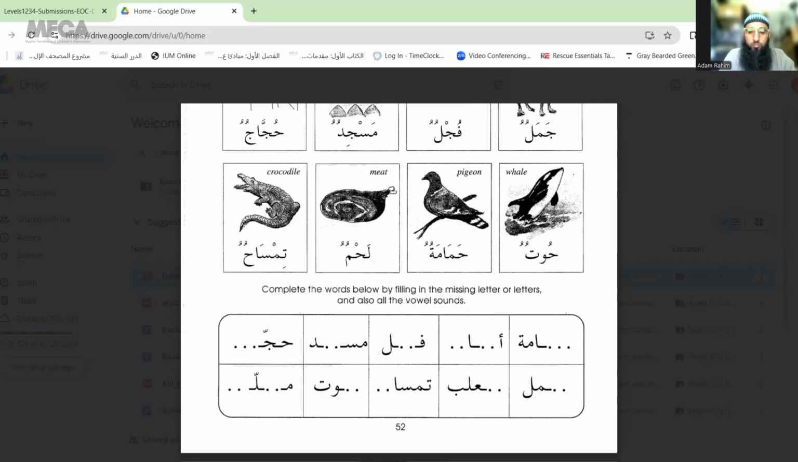That'd be Timsahun. Very nice. Ahsantum, ahsantum jami'an. Jazakumullahu khairan. Congratulations to all of you.